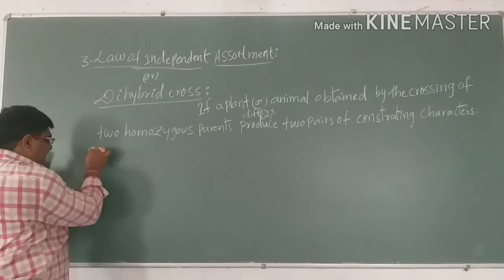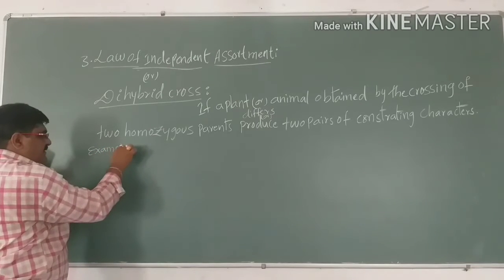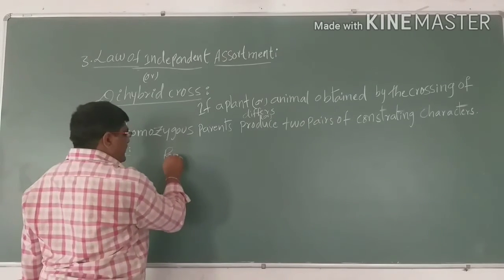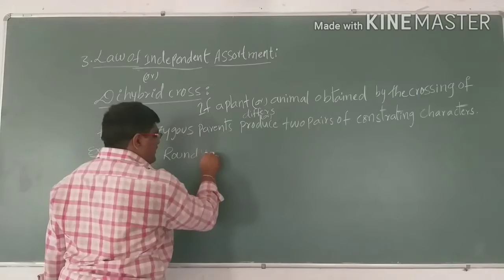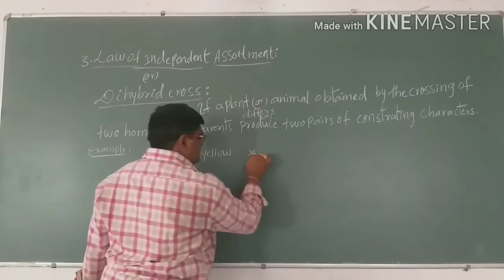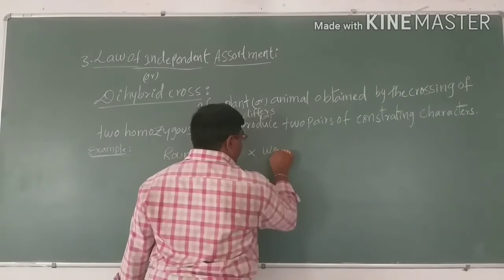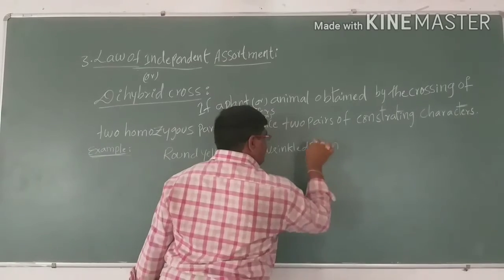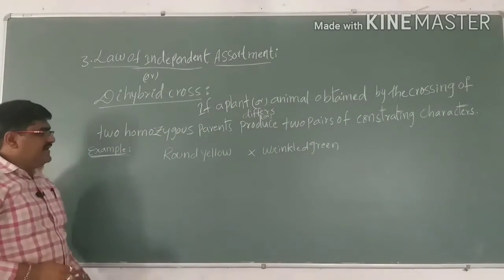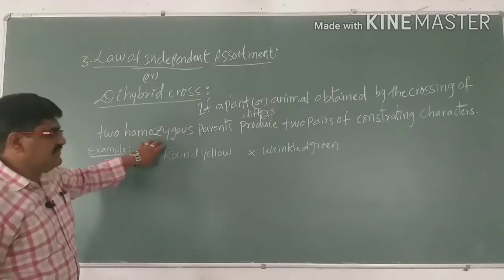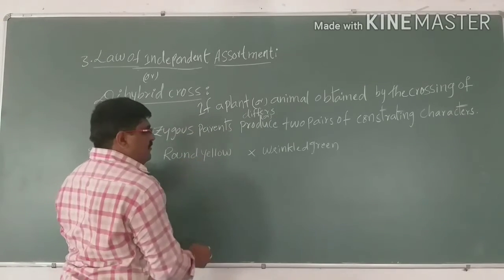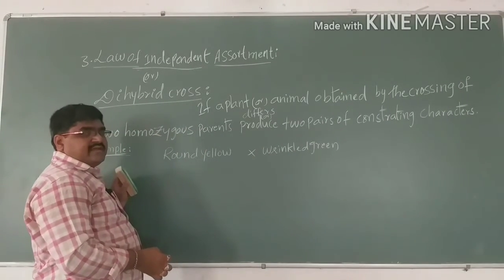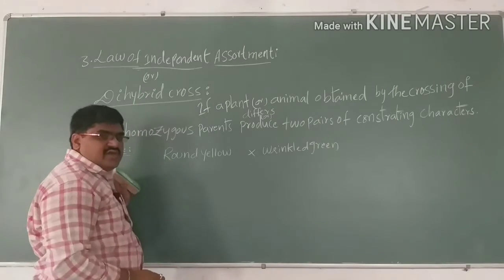If you take an example, round and yellow, two pairs of characters, is crossed with wrinkled and green. These are the two homozygous parents that are crossed. One is round and yellow, one character, and the second is wrinkled and green, another character. Here it is dihybrid, because we are hybridizing two characters.